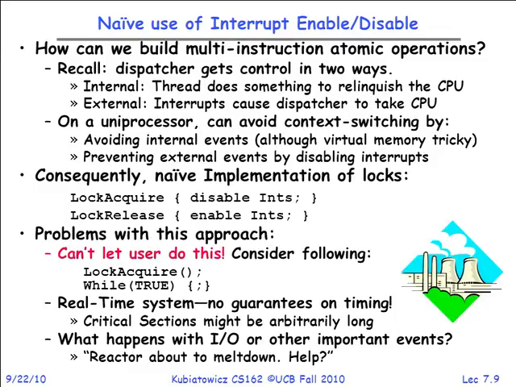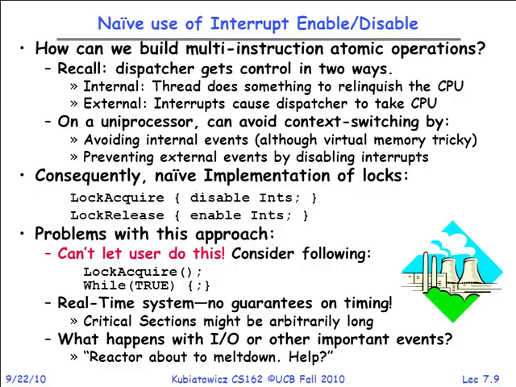Questions? Yeah. What about non-maskable interrupts? How does that play into lock acquire? Non-maskable interrupts can't be masked, so you can't disable them. So basically, you don't want to do anything that's going to compete with the non-maskable interrupt handler, because there's no way you can prevent it from coming in.